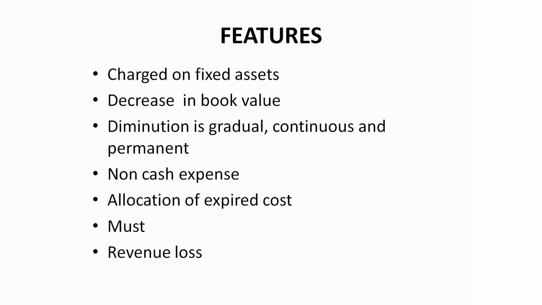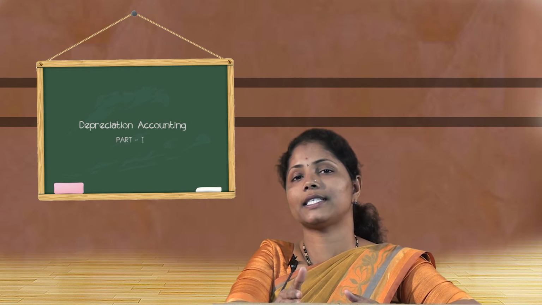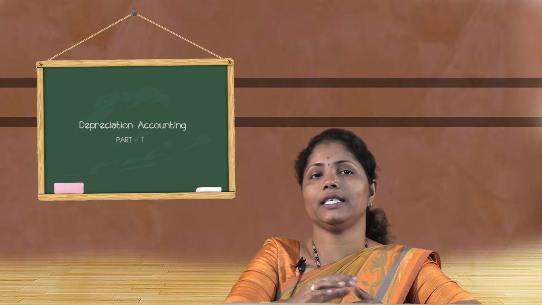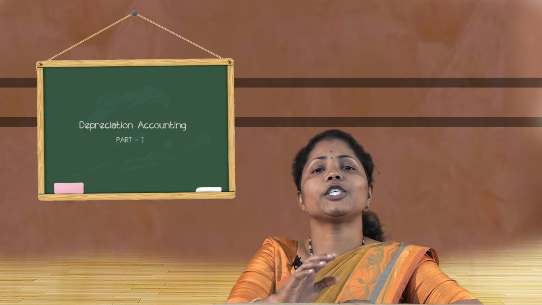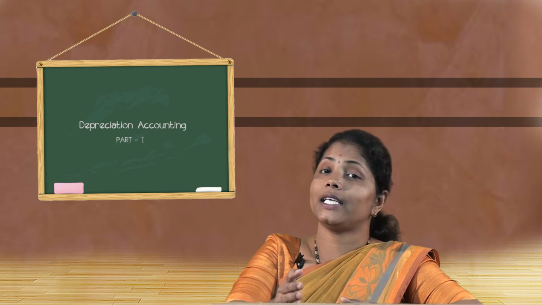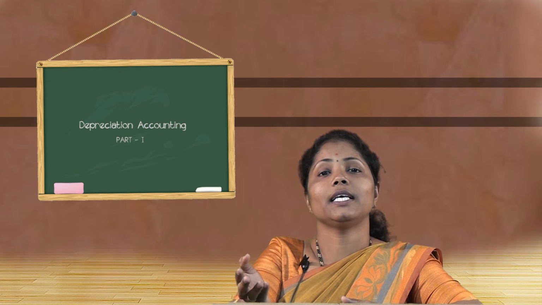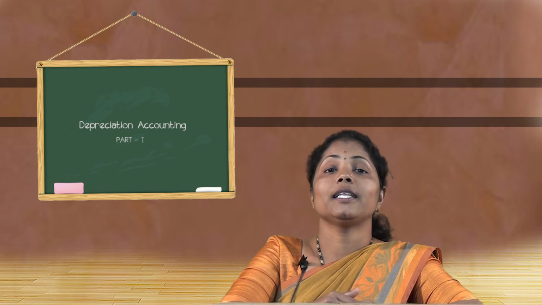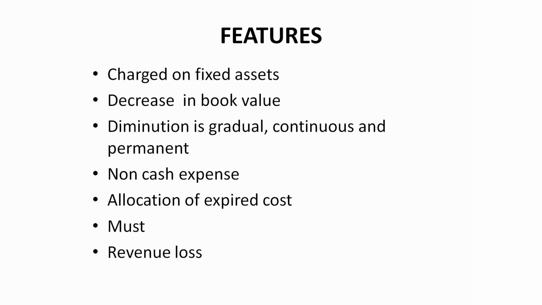Third one is, diminution is gradual, continuous and permanent. Gradual in the sense, as I told earlier, a sudden loss in the value of an asset cannot be termed as depreciation. It should be a gradual decrease from year to year. And it should be continuous, in the sense that if you are charging depreciation in one year, it has to be charged on a regular basis even in the succeeding periods also. And it should be permanent. The value once decreased cannot increase further.